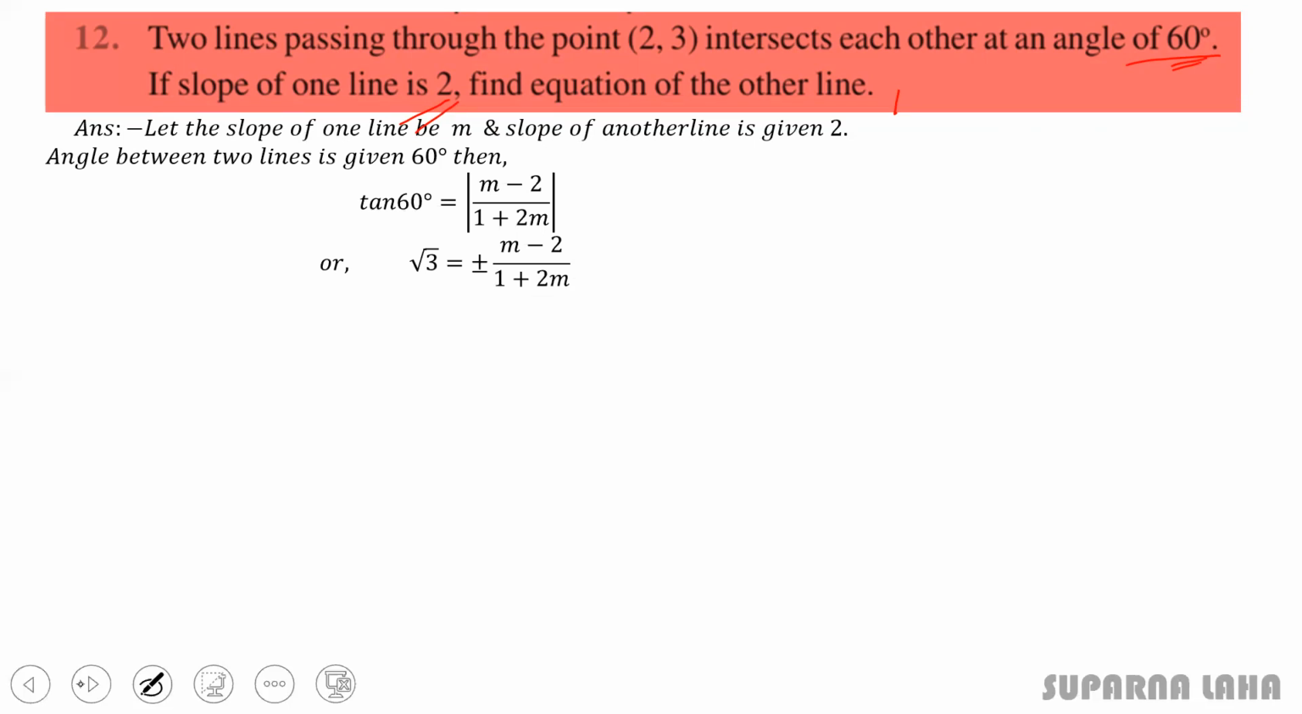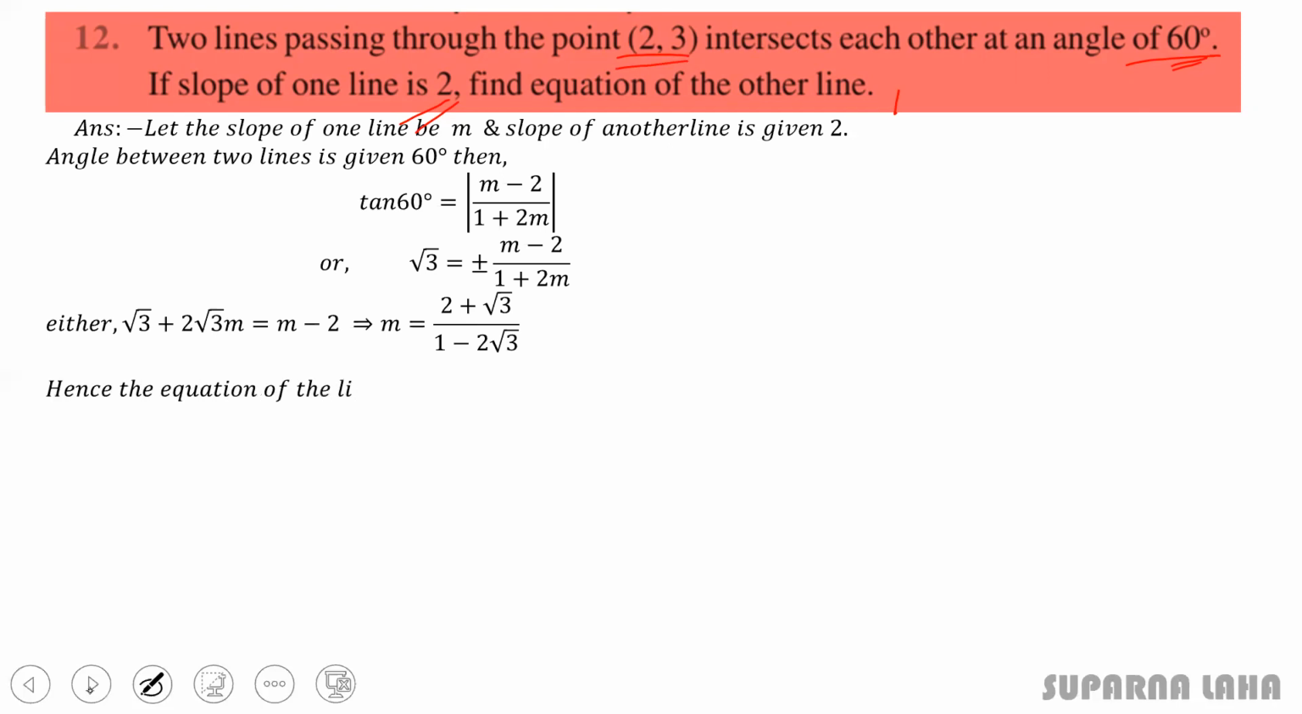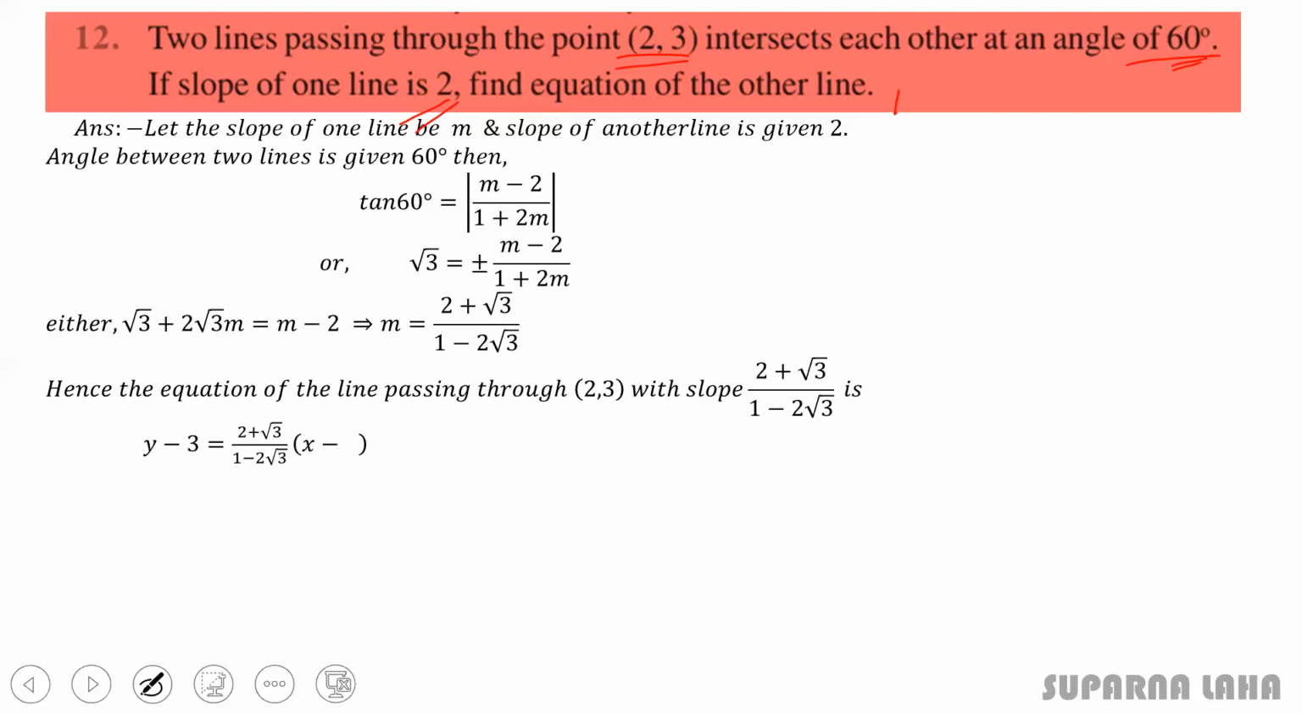Since the modulus is there, two cases can arise. Firstly, take the positive sign: root 3 equals (m minus 2) by (1 plus 2m), and simplify it, m is (2 plus root 3) by (1 minus 2 root 3). Since m is given and a point is given on the line, use the point-slope form. The slope is (2 plus root 3) by (1 minus 2 root 3) and the point is (2, 3). So the equation of the line is y minus 3 equals (2 plus root 3) by (1 minus 2 root 3) into (x minus 2). Simplify it, you will find the equation of the line.